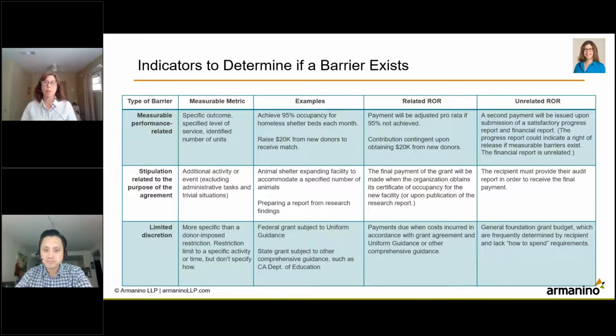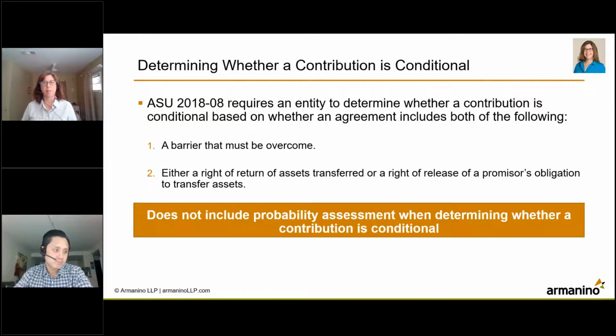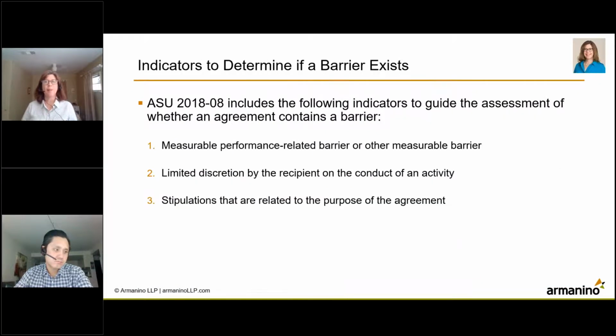If the grant is a research grant and the organization is required to prepare a report on its research and provide that either to the grant maker or the public at the end, that would also be a stipulation related to the purpose of the agreement. So let's see how that works in with the right of return or release. Can we go back to the matrix?